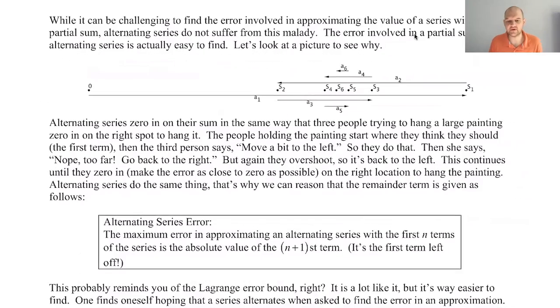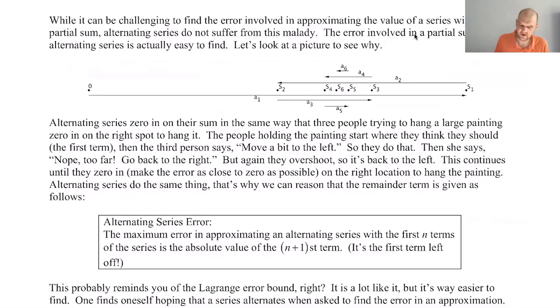So you might remember the Lagrange error bound. I already mentioned it in this video. Pain in the neck. You have to find the n plus first derivative, take its absolute value, look at it on the interval from a to the center, or the center to the value, and then find where it's a maximum.